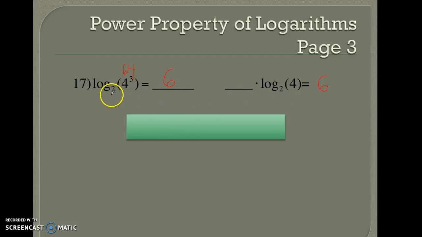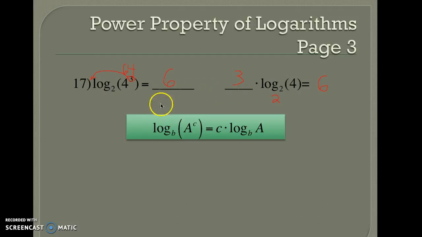So the bases here are the same, the 2. The argument 4 stays the same. We know log base 2 of 4 is 2. What times 2 equals 6? The answer is 3. Do the same with numbers 18, 19, and 20, and we can see the pattern is that the exponent here has been rewritten out front of the log. So we have the 3 can be rewritten in front of the log. This property is known as the power property of logarithms.